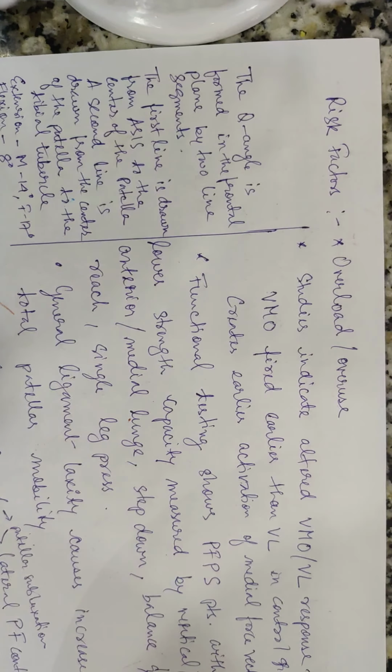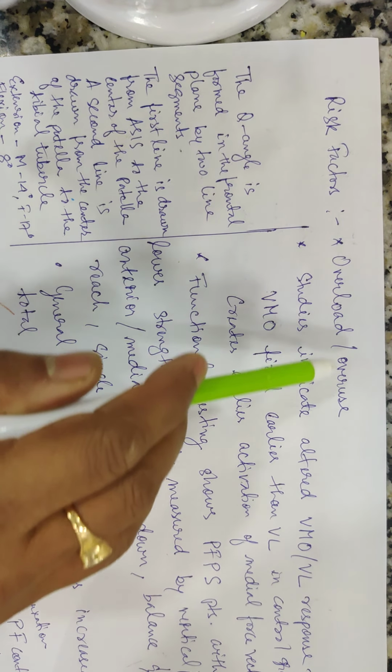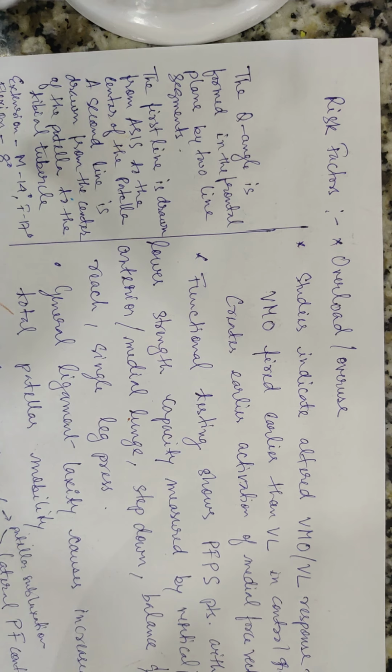So what are the risk factors? If you see the risk factors that will precipitate this condition, first is the overload and overuse, which is mainly seen in sports personnel or overactive personnel, active athletes, especially females. Why especially females? I will discuss in detail. Overload and overuse is one of the prime factors.